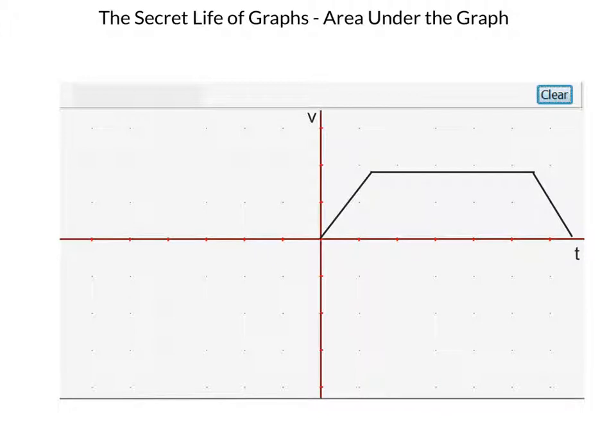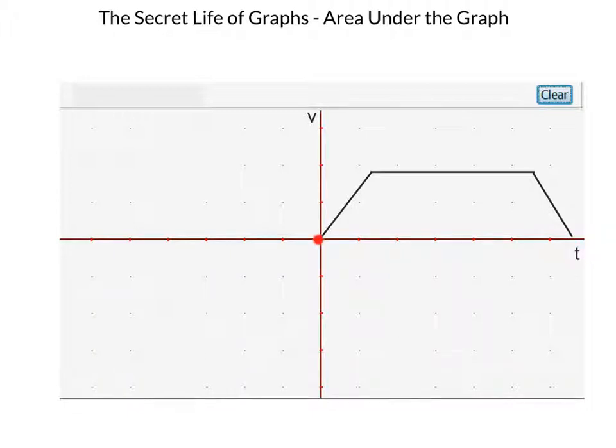The area under the graph is even more useful than that. Here is an example where I've got a velocity and time graph. This graph is showing how the velocity is changing as time goes on. In this section here, we're accelerating. At this section here, constant velocity, not getting any faster or slower. In this section here, decelerating or slowing down to zero and stopping.